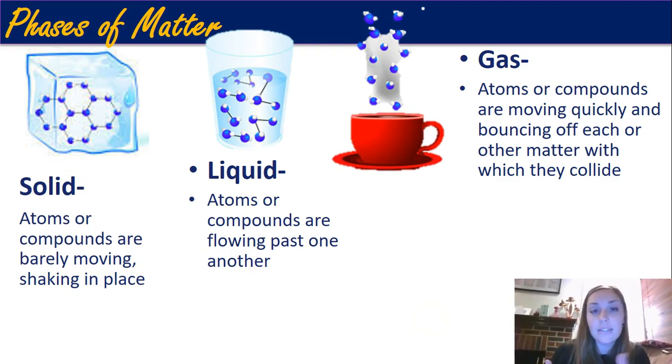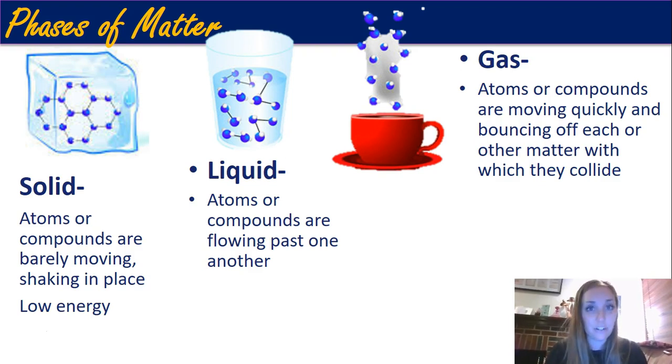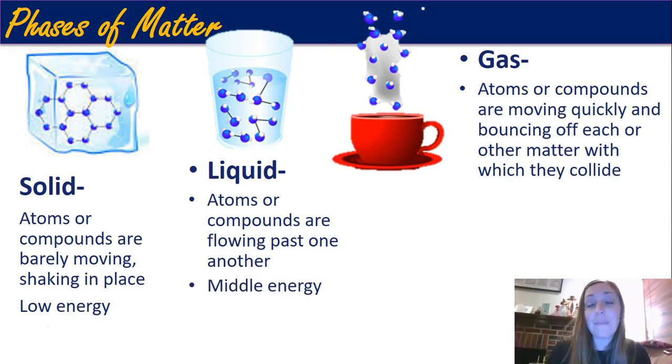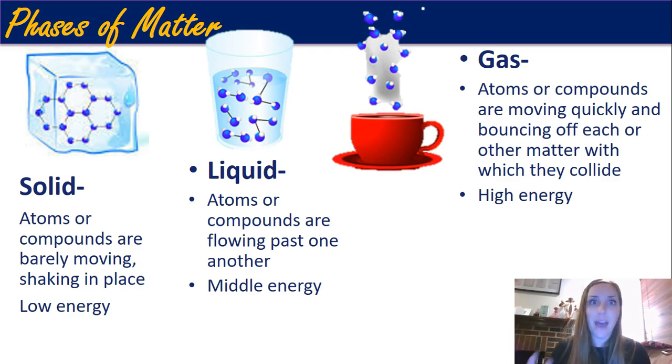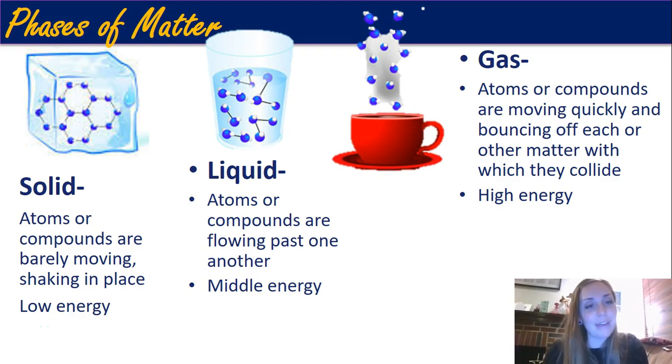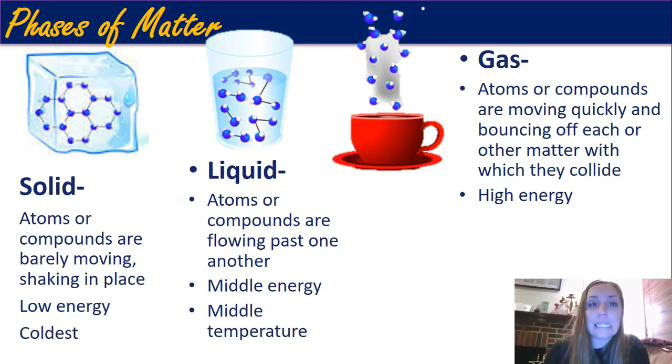Because solids are moving the slowest, we say that they have low energy. And when I say energy, I'm talking about kinetic energy. Kinetic energy is the energy of movement. So liquids have middle energy, and gases are going to have the highest energy because they're moving around the fastest. Gases are like a molecule that's taken in a bunch of sugar, so it moves around really fast. Solids are always the coldest, liquids always have the middle temperature, and gases are always the hottest.